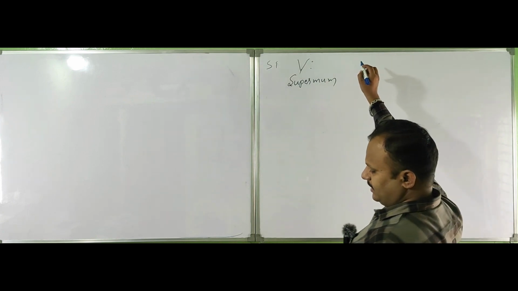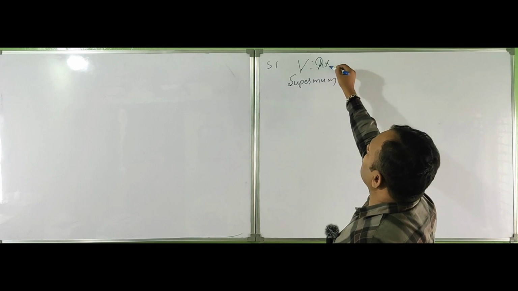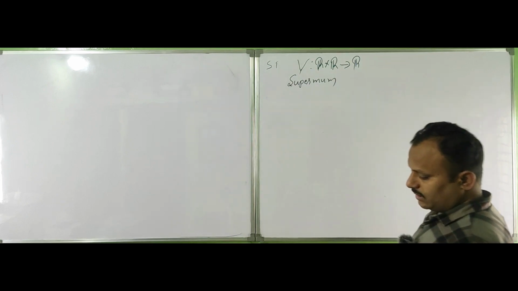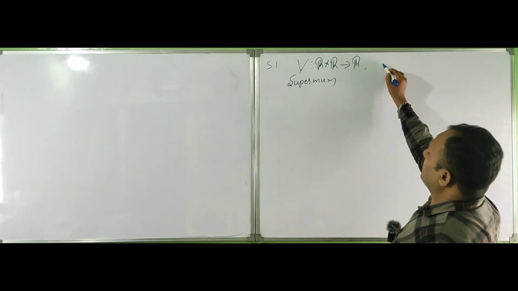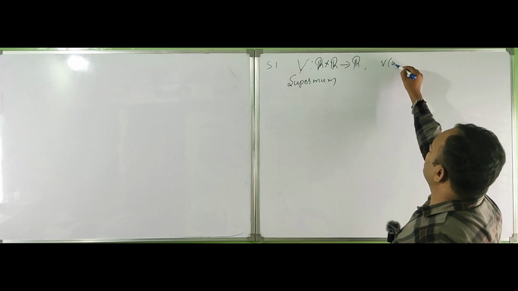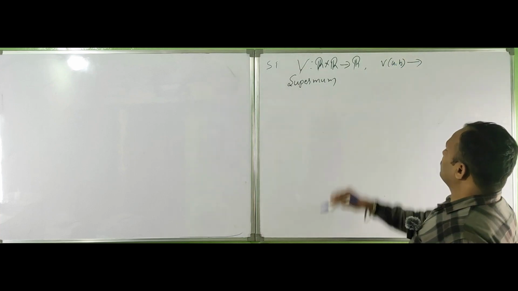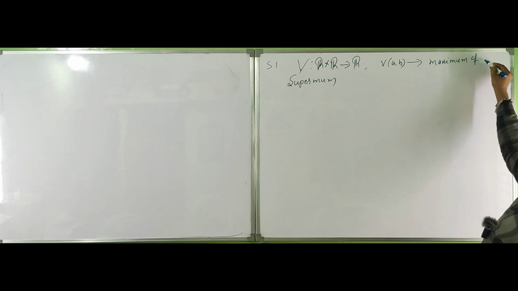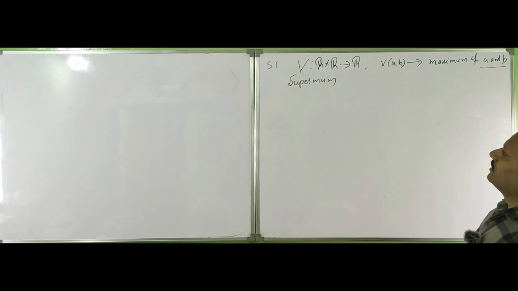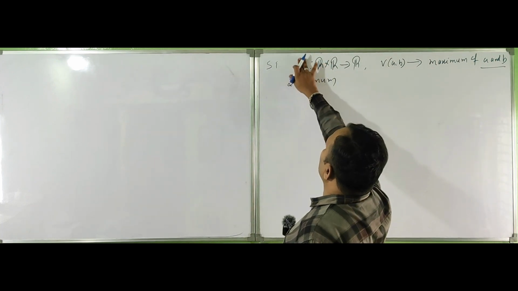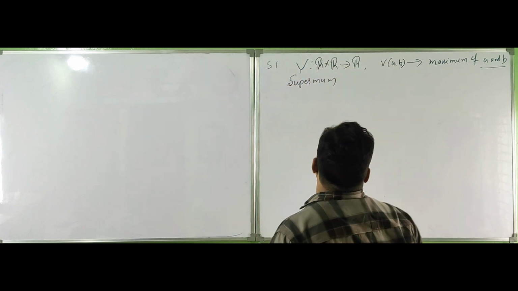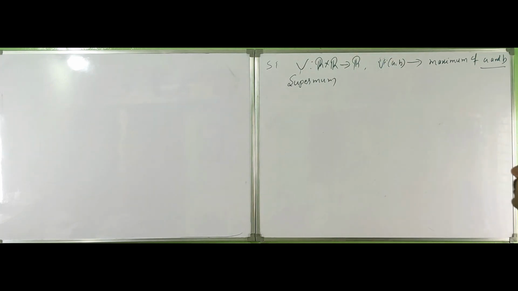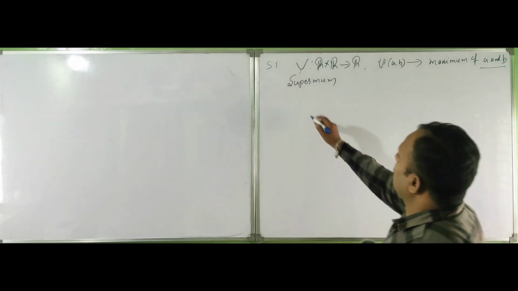Such that R cross R to function R, defined by the function maximum of A and B. Very important, maximum of A and B. The operation here is V, the upper V. You can call it supremum. This is the supremum operation.